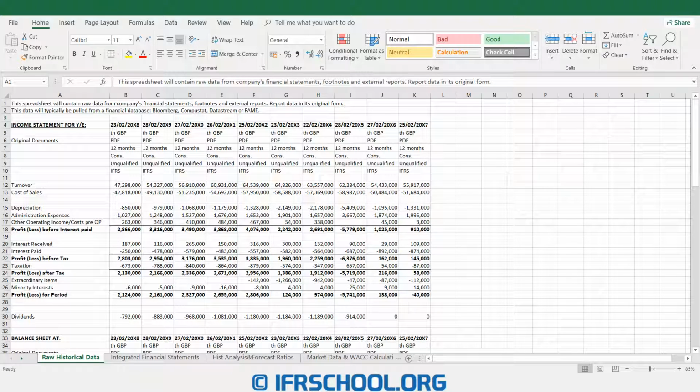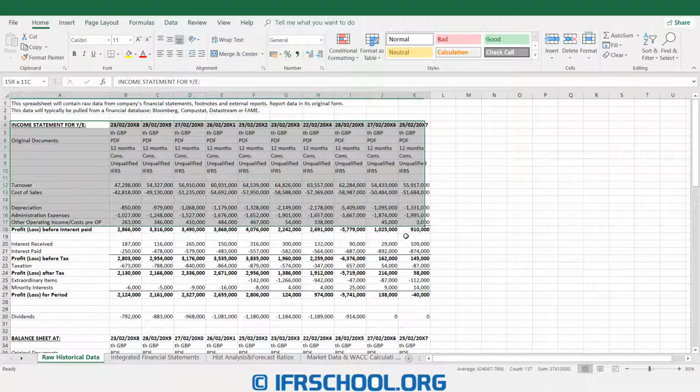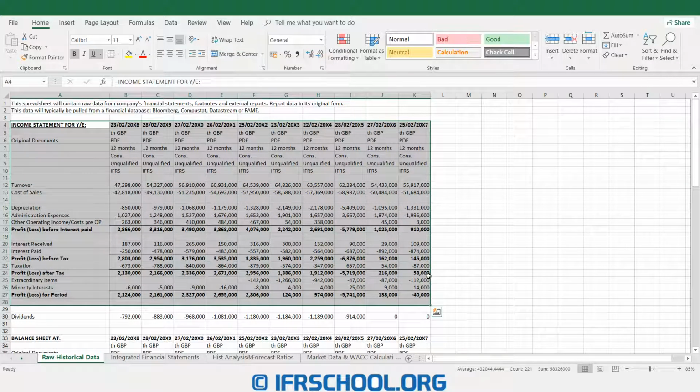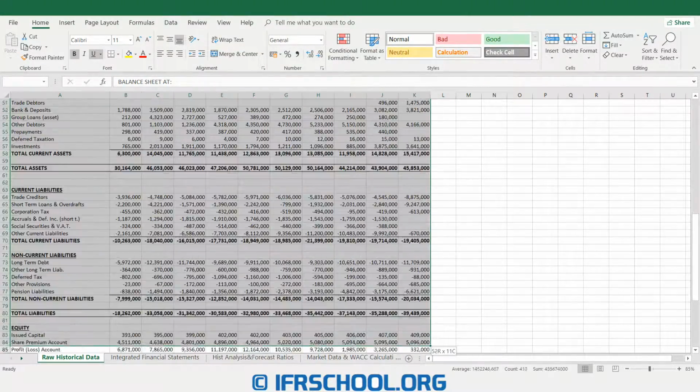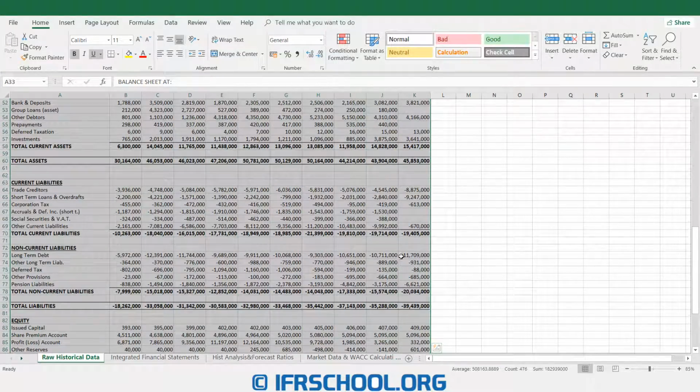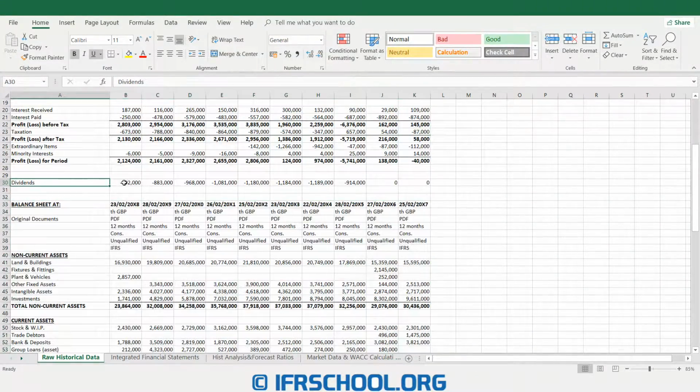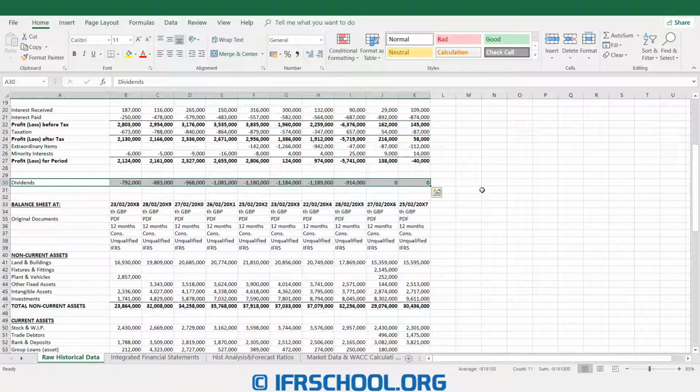I have retrieved historical income statement and balance sheet data for Tesscow for the last 10 years from FAME. I've collected this data in the Raw Historical Data tab. If we look within this worksheet, we will find the income statements for the company for the past 10 years and the balance sheets for the company for the last 10 years. In addition, I have stored the dividends paid by the company from the statement of changes in equity. We will need this data for the valuation model.